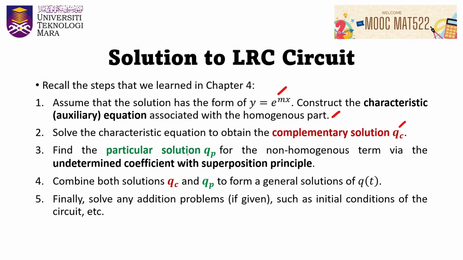Now, if the differential equation contains a non-homogeneous term, then we proceed to find the particular solution Q_P via undetermined coefficients with the superposition principle. And then we combine both the complementary and particular solutions to form a general solution for the charge, that is Q. And finally, we solve any additional problems if given, such as initial conditions of the circuit, etc.